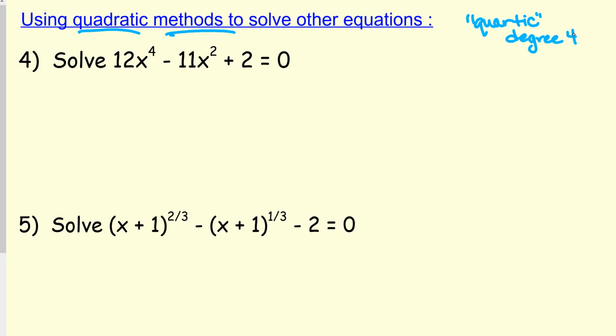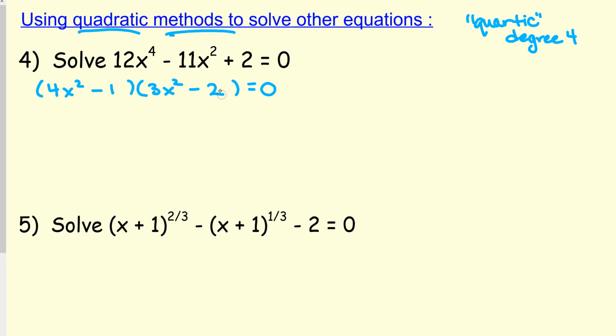Like 4 quarters in a dollar, 4 quarts in a gallon, 4 quarters in a basketball game. That's what that means. So even though it's not quadratic, it looks kind of like a quadratic equation. We have a trinomial on the left side, and we can factor this quartic expression. It may take a little bit of trial and error, but once you figure out the factoring, you'll notice that you get 4x squared minus 1 times 3x squared minus 2.